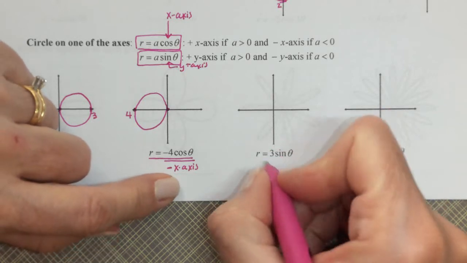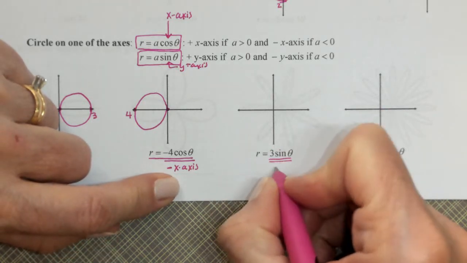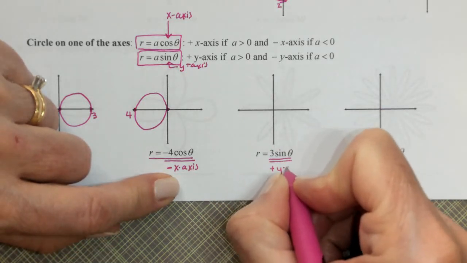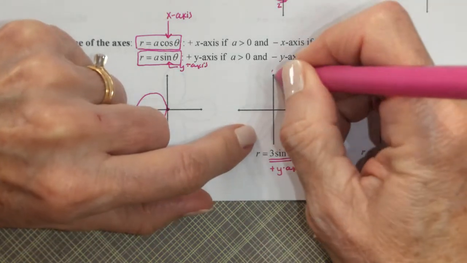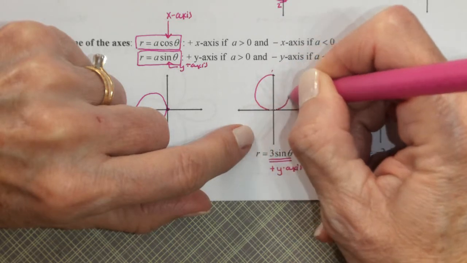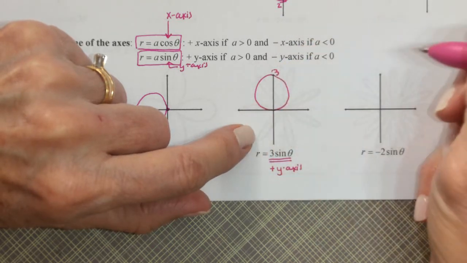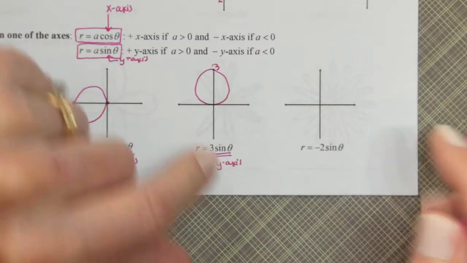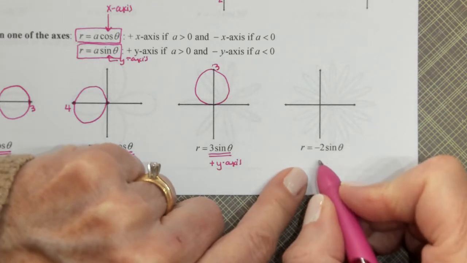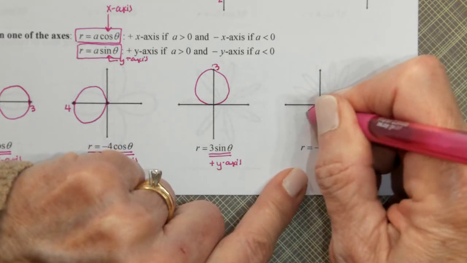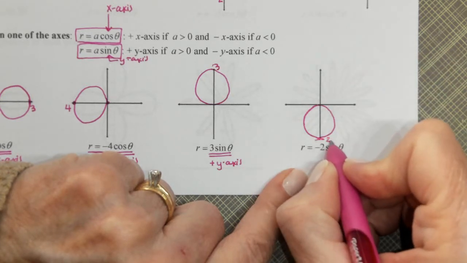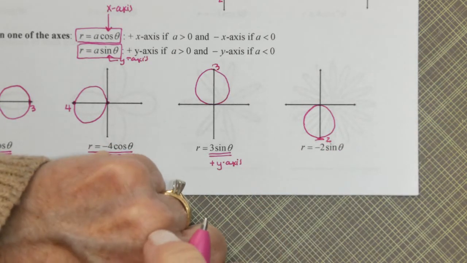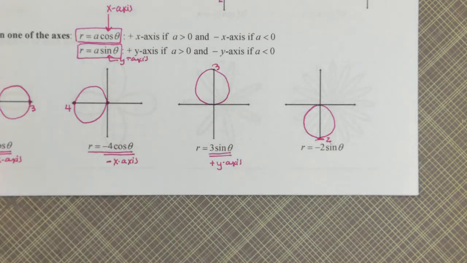3 sine theta. So it's a positive sine, so I'm up on the positive y-axis. And I have a diameter of 3. So this is 3. Negative sine, so negative y-axis. The diameter is 2. Okay? And that's how you graph circles.